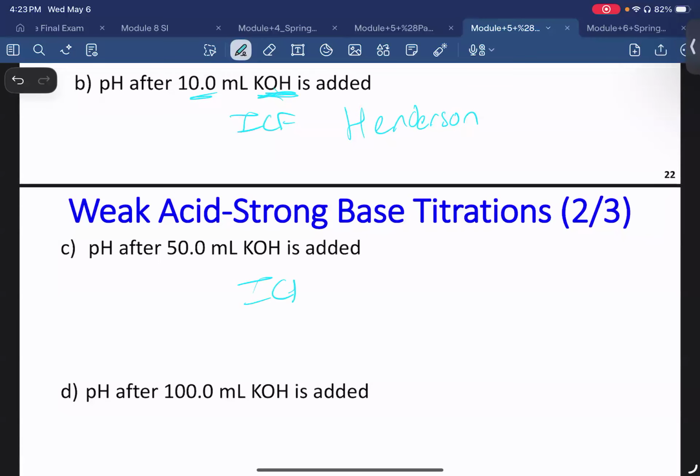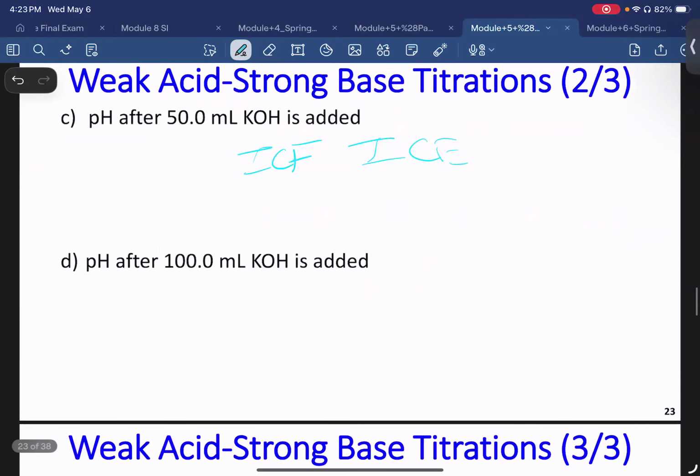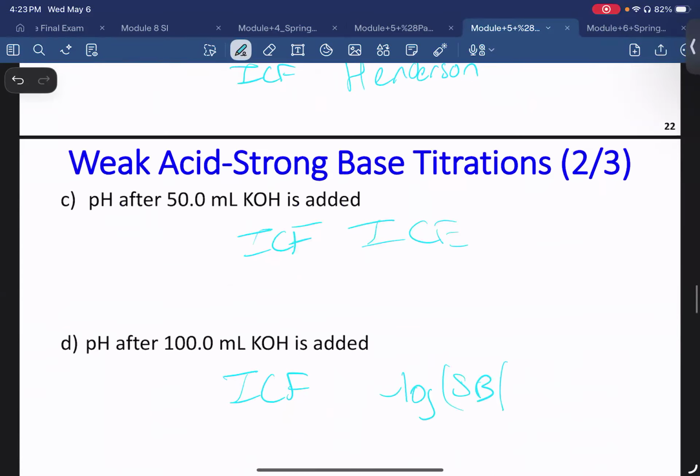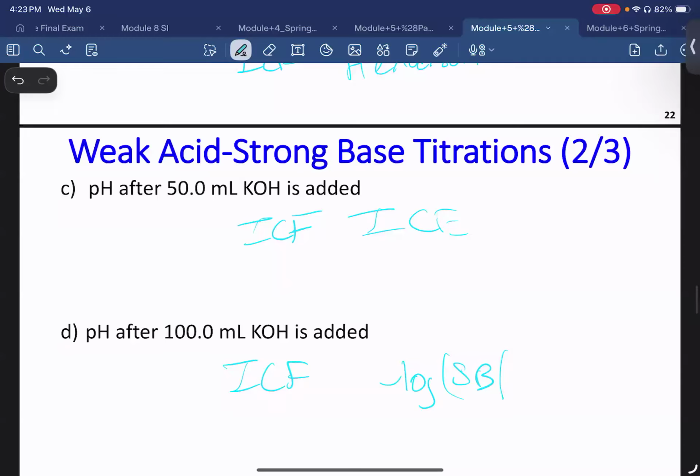C is ICF, and because you only have the conjugate left over, you're going to do ICE with the conjugate, similar to the hydrolysis of salts. And then D is going to be ICF, and afterwards you're going to have to do the negative log of the strong base. And this is very similar as well to weak base, strong acid titrations. So if you're familiar with this, definitely check it out. If you're not familiar with this, watch my YouTube video where I go over this a little bit more in detail.